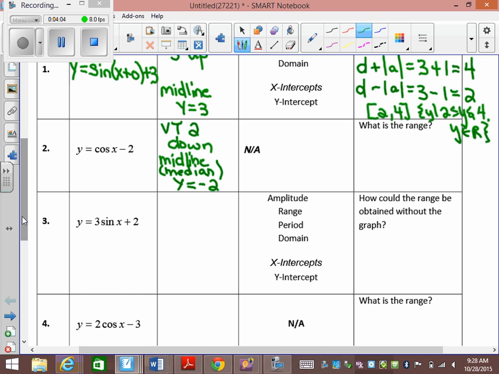So what's my range? D plus the absolute value of A, D minus the absolute value of A. So my maximum is going to be -2 plus 1, which is -1. And then it's going to be -2 minus 1, which is -3. -1, -3 like this. Is that what I do?